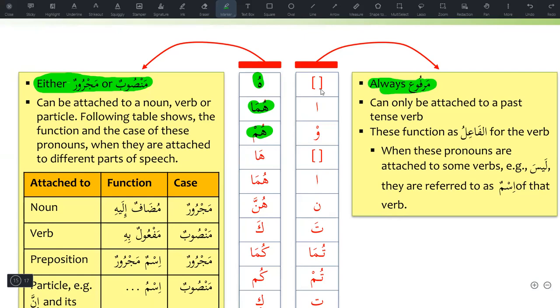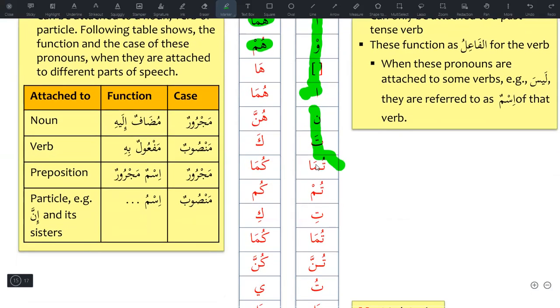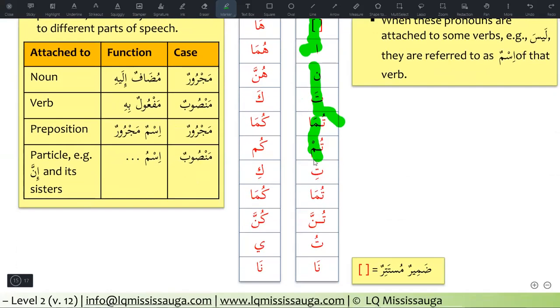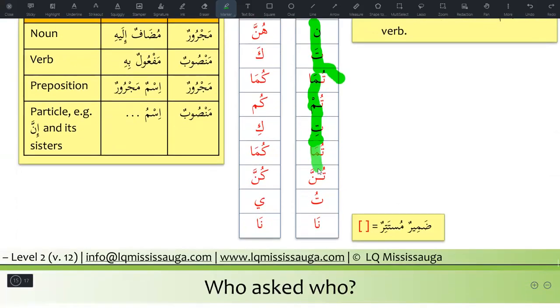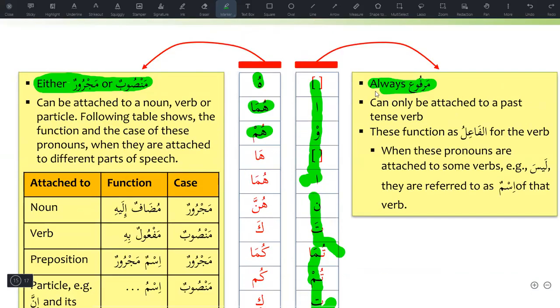So these are the suffixes we have learned. These are the suffixes we use at the end of the verb in fi'l madi, all these suffixes that I have shown you before also. So these suffixes are always marfu'.